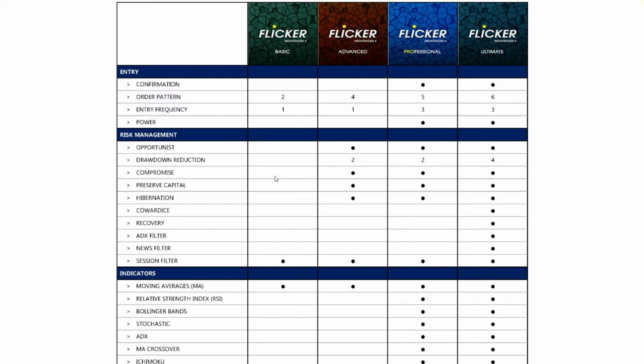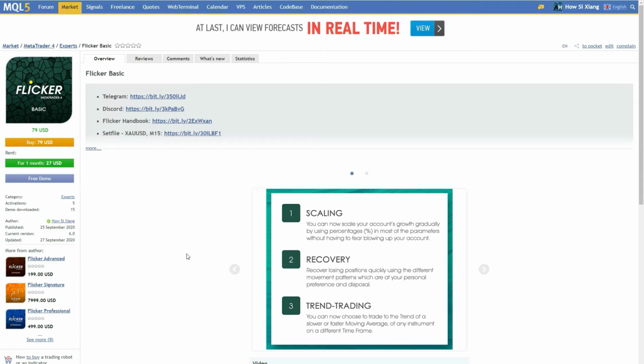Now each Flickr focuses on a different set of features, which I would call highlights. For Flickr basic, the highlights are: scaling, recovery, and trend trading. Scaling the account, your risk management as well. Recovery, recovering losing positions quickly using different movement patterns, which I believe you do not normally see available in any other EAs in the market. But ultimately what I want to focus on is trend trading.